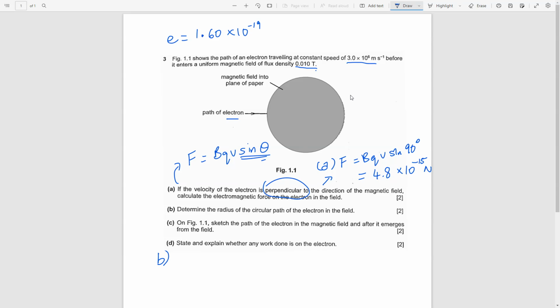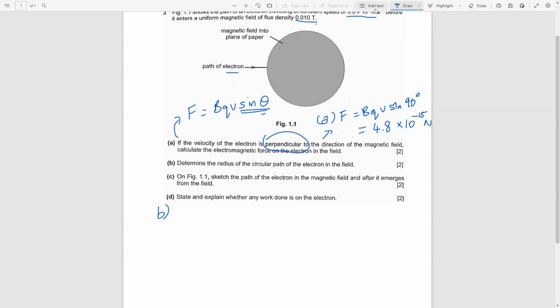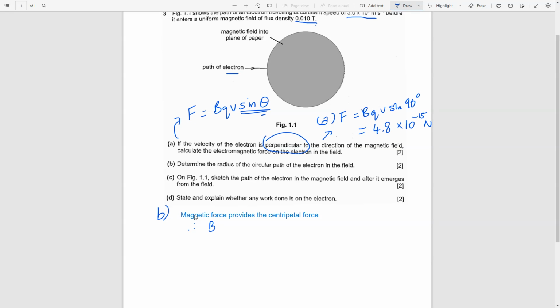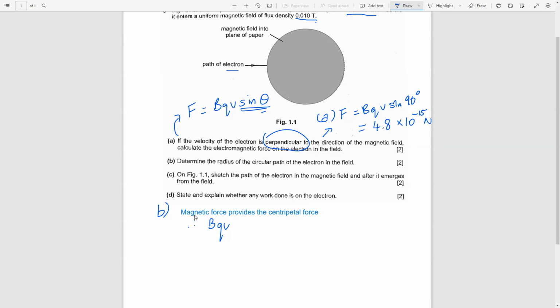Part B is pretty straightforward. First step, we are going to say that the magnetic force provides the centripetal force. Therefore, BQV must equal mv squared over r. Because it's perpendicular, sine 90 is 1.